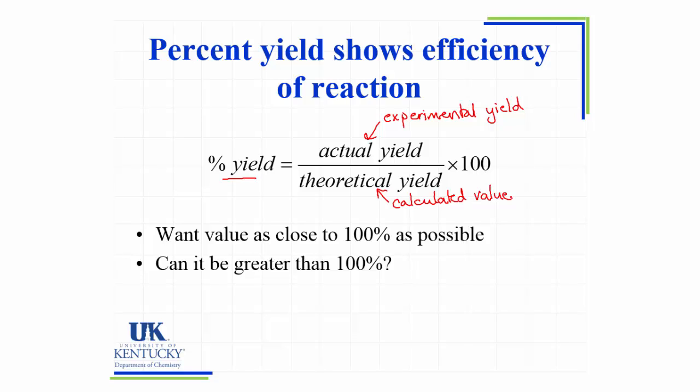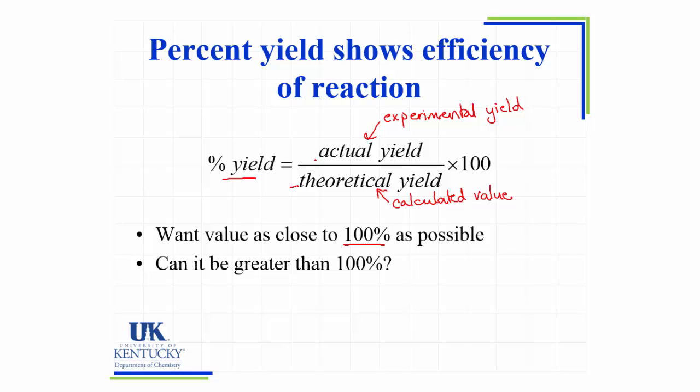We do want this value to be as close to 100% as possible. That doesn't always happen, and sometimes the values are very low, even in the 20 and 30% yield. But for those particular reactions, that may be outstanding. It depends on what you're comparing it to. But we want to get as close to 100% as possible. What that's telling us is that we've produced an amount of product that is very similar to the amount we calculated we could get based on the amount of our reactants.